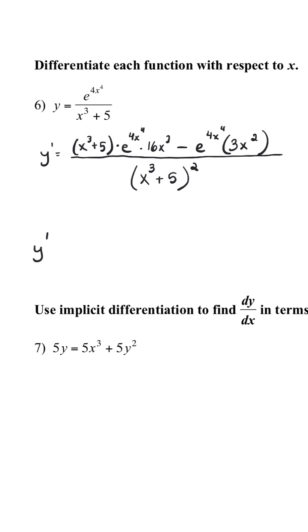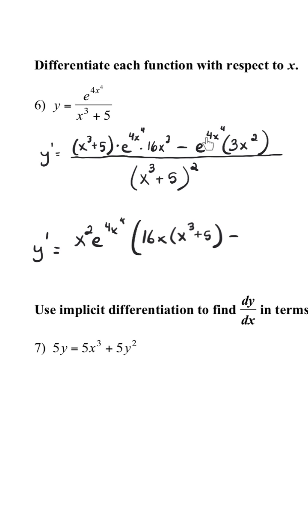Okay, and then what's left is just to see if there's any common factors in the numerator to factor out. We have e to the 4x to the 4th as a common factor, and then we have 16x cubed here, and we have 3x squared. So the only common factor there is x squared. So the common factor would be x squared e to the 4x to the 4th, leaving from this part of it a 16 and an x, and then this, so that'd be 16x times x to the 3rd plus 5.